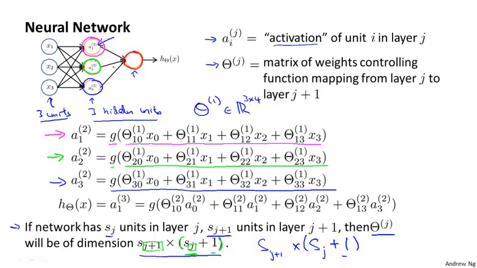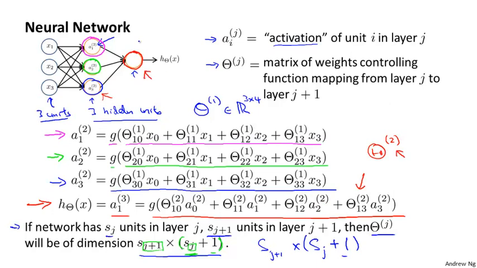Finally, in the output layer, we have one more unit which computes h of x, and that can also be written as A31, and that's equal to this. You'll notice that I've written this with a superscript 2 here, because theta superscript 2 is the matrix of parameters, or the matrix of weights, that controls the function that maps from the hidden units, that is the layer 2 units, to the one layer 3 unit, that is the output unit.